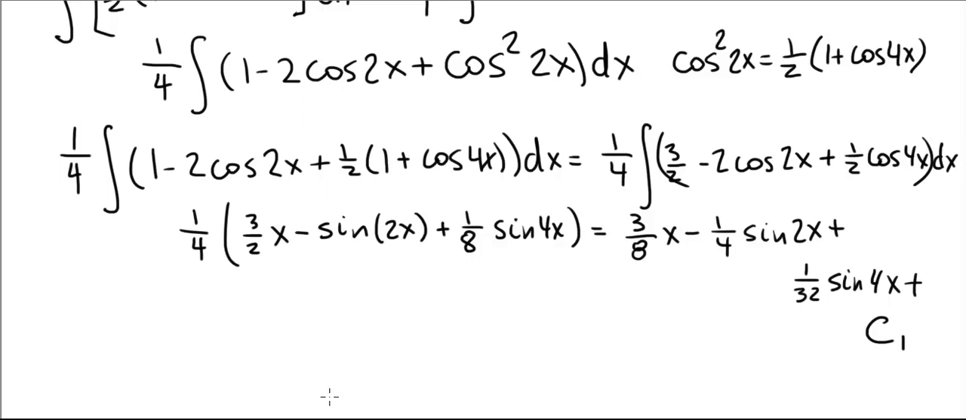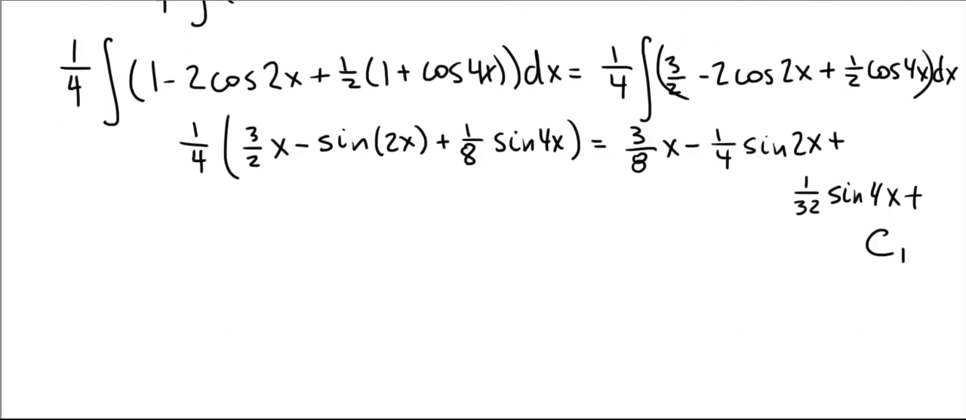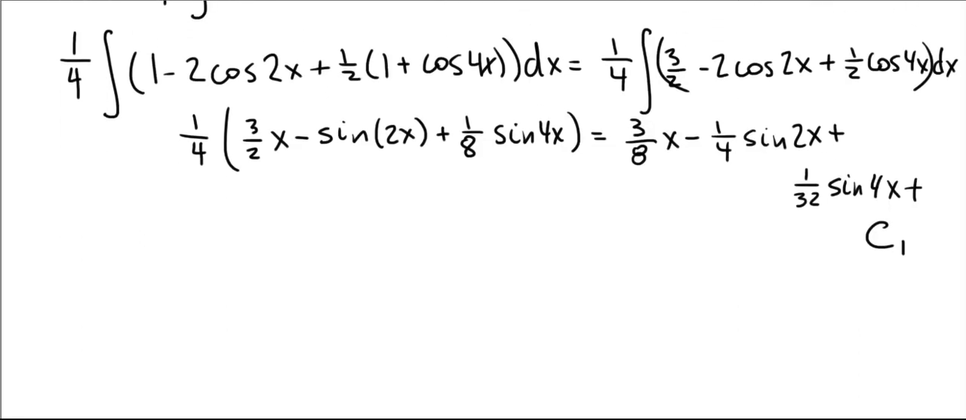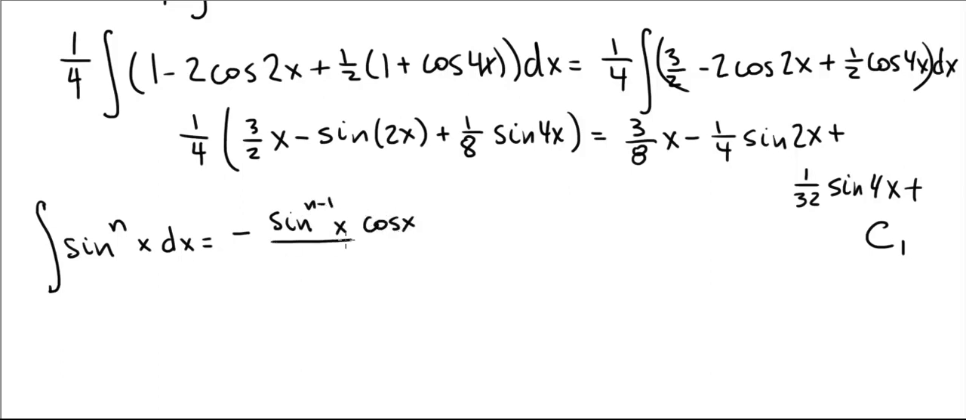Now there's another way to solve this problem, and that's by using reduction formulas. You should look into using reduction formulas. There's one for sine to the n, cosine to the n, tangent to the n, secant to the n. You should look them up whenever you have to. Here's a formula for integrating sine to the n of x. It is equal to minus sine to the n minus 1 of x cosine of x divided by n plus n minus 1 over n times the integral of sine to the n minus 2 of x dx.